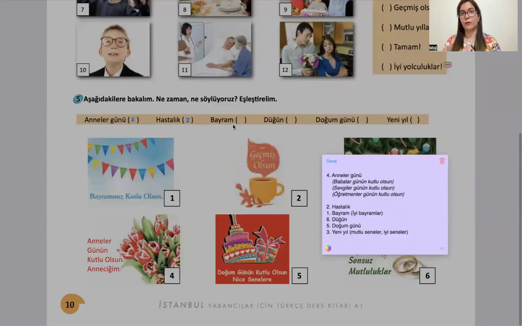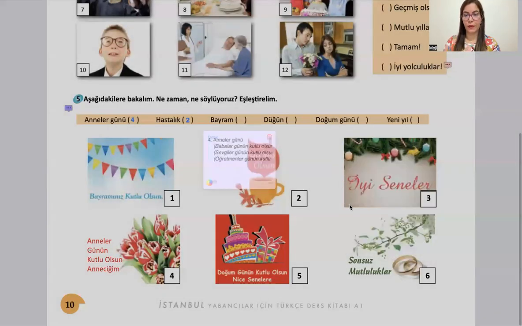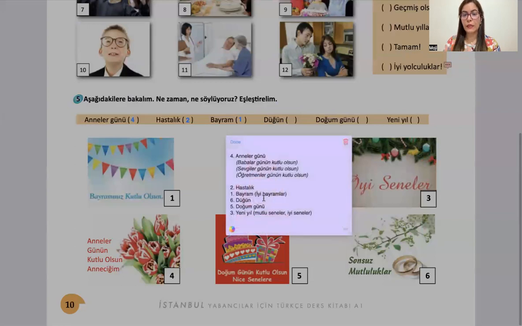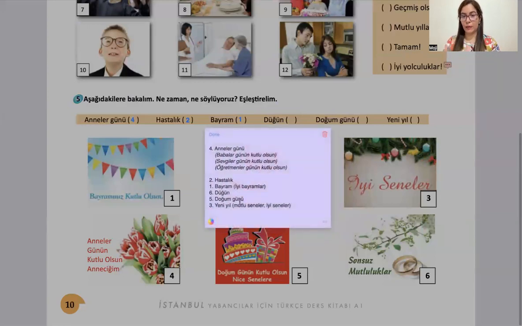Bayram. The literal meaning is holiday. But in Turkey, we call religious and national holidays bayram, like Eid. What do we say when there is bayram? We say, bayramınız kutlu olsun. Happy holidays. And there is also another phrase we can use, which is here. İyi bayramlar. Or bayramınız kutlu olsun. İyi bayramlar. Happy holidays.